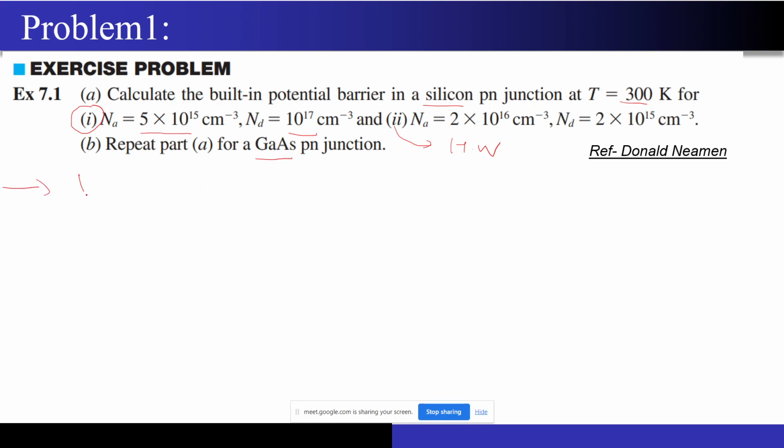So what is the formula for built-in potential? It is nothing but kT by q ln of Na Nd upon Ni squared, correct? So now let's try to put everything in. We know everything. This is a very easy question.